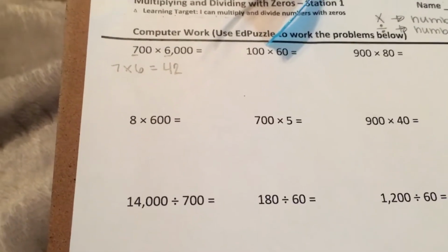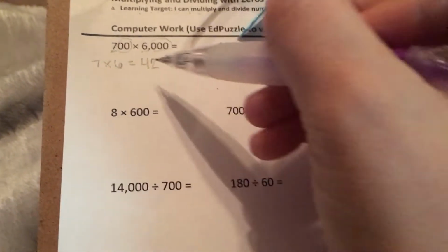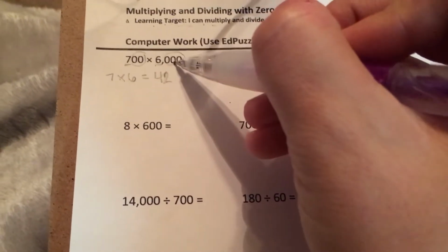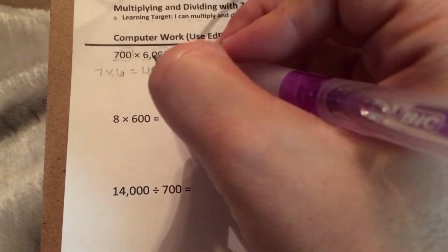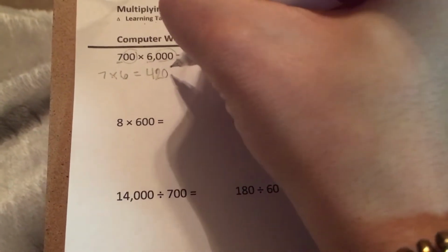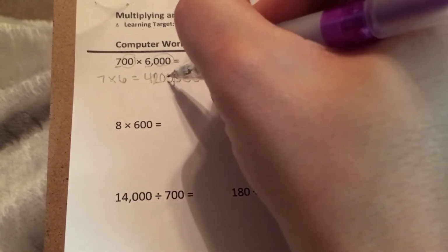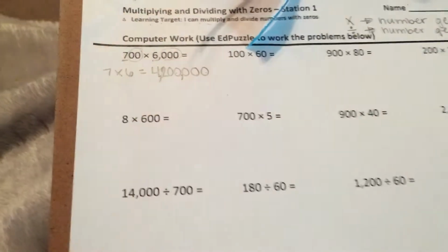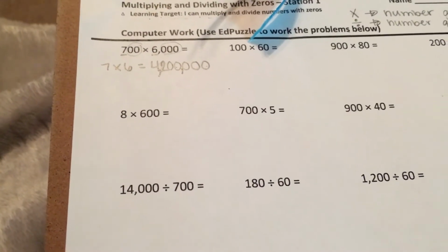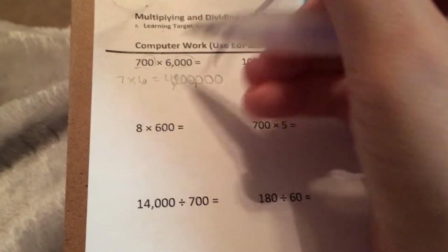So far I have a little bit of my answer. Now I'm going to go back and count how many zeros I have altogether, because remember, my answer's got to get bigger. I can't have 42 because that's smaller than 6,000. So I have 1, 2, 3, 4, 5 zeros, so I have to add 5 zeros to my answer. Now I can go back and add my commas, 1, 2, 3, comma, 1, 2, 3, comma. As you can see, I have a much larger answer, so at least I know that I multiplied correctly.